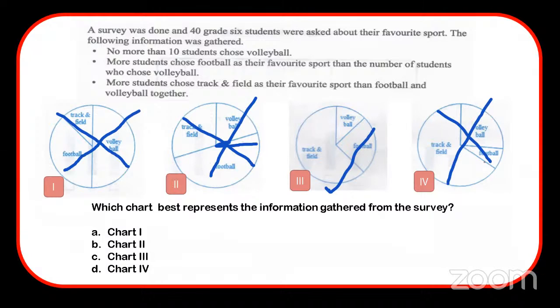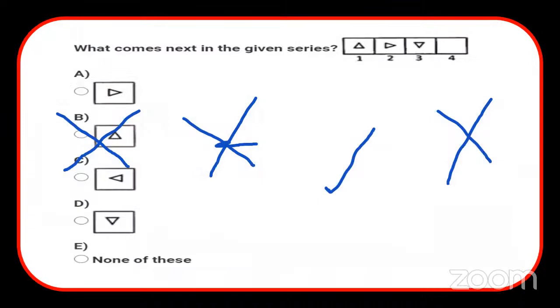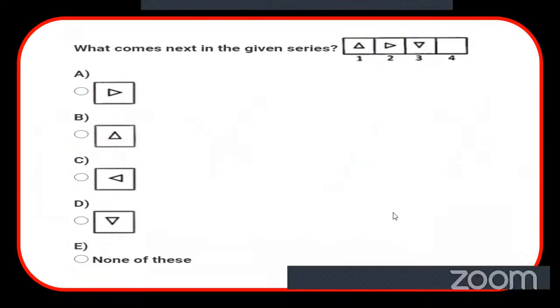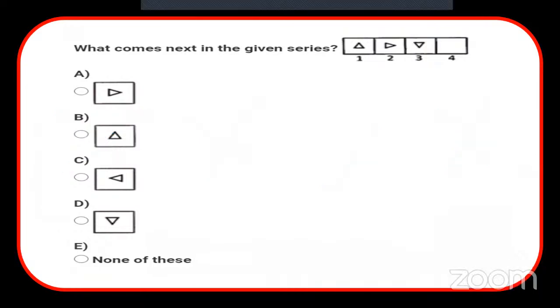Let's see if that's the oh, it's not the last one yet. No problem. We're still winding down to the end. So here it says what comes next in the given series. A, B, C, D, or E. What comes next in the given series? Go ahead and share that.